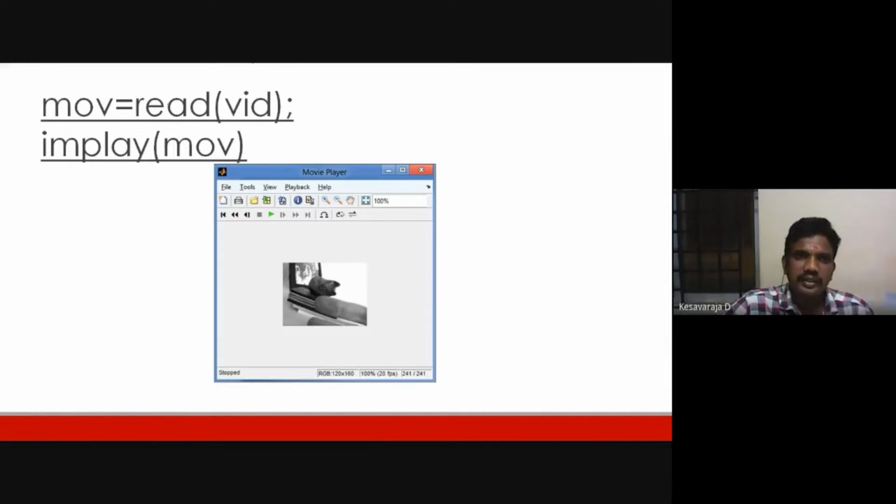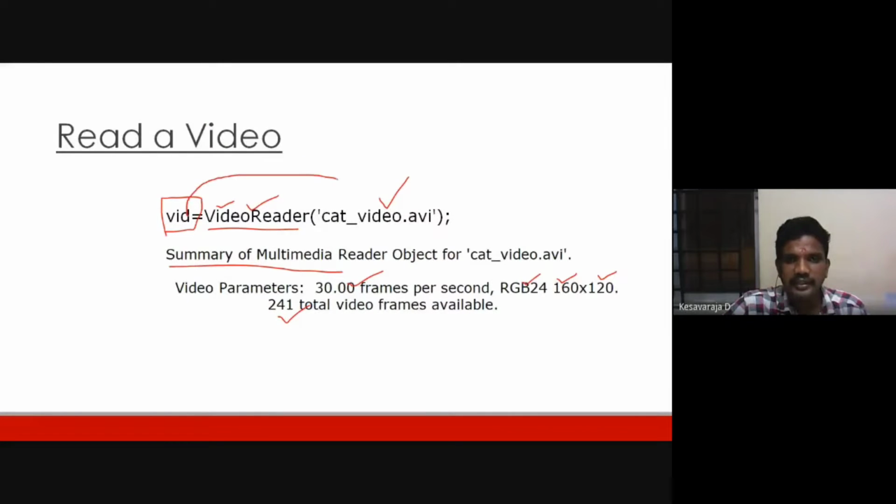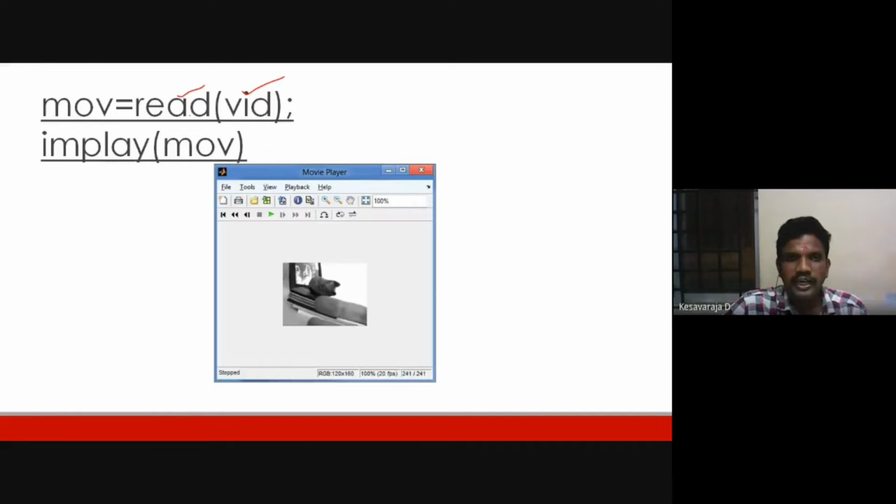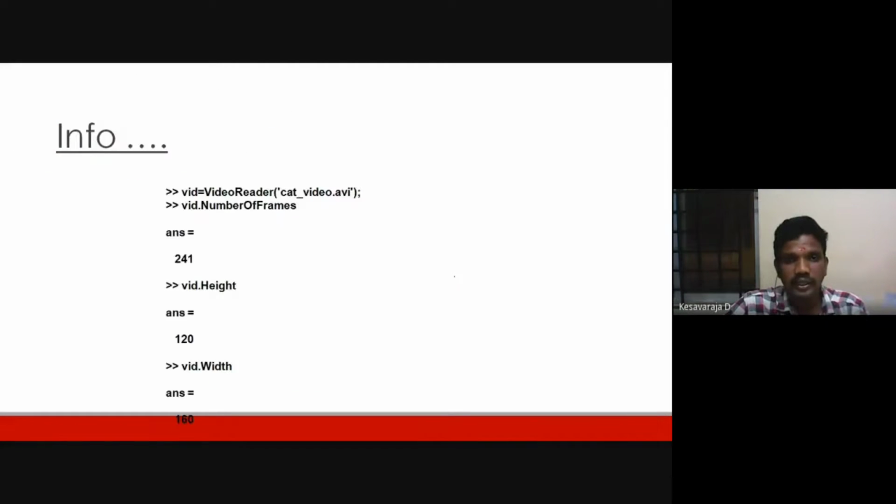Then read of VID. You point to this video with the help of the pointer, that is the handler, read the object and store it in the variable MOV. Then a function called implay, which is available in MATLAB; implay of MOV plays that video. VideoReader chooses and points to the video, read chooses to read the video, and implay plays the video. Just 3 lines for playing a video.